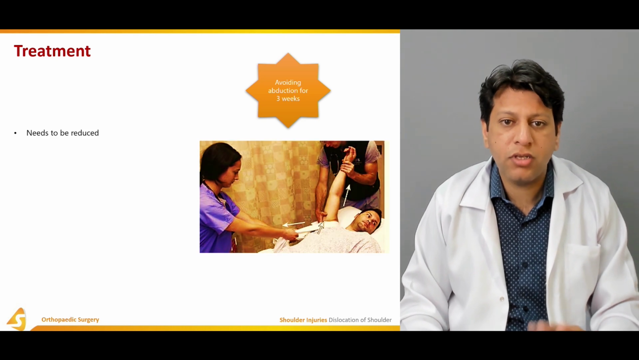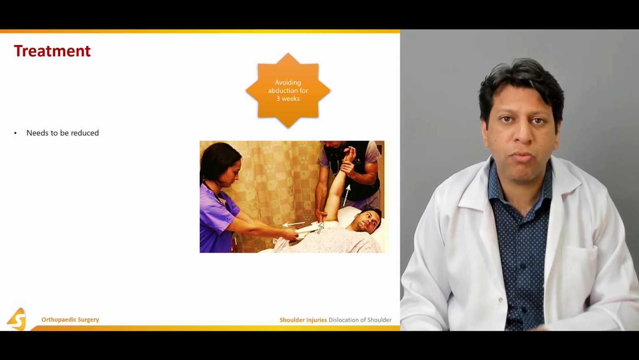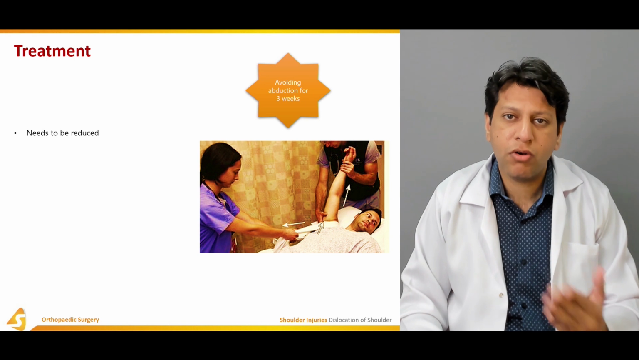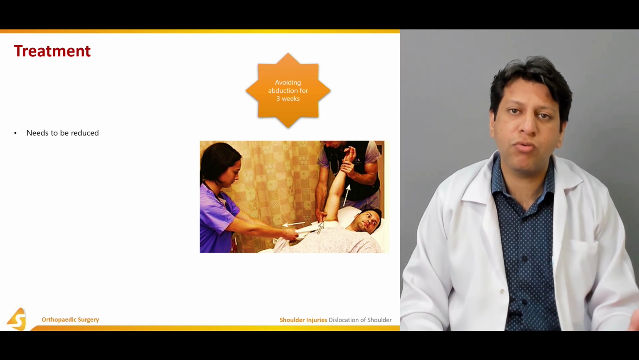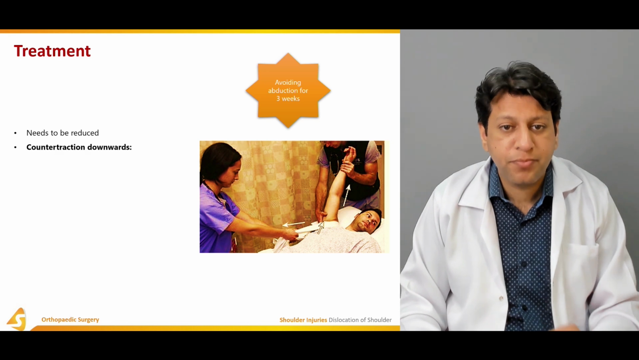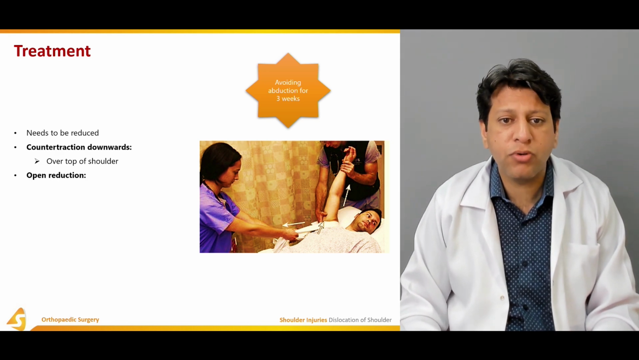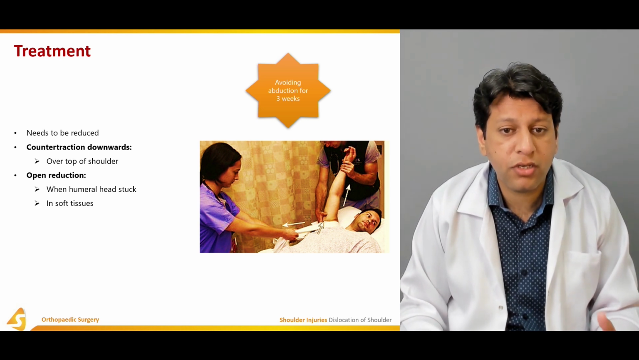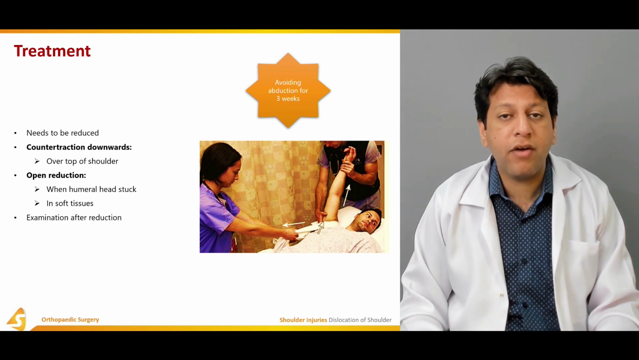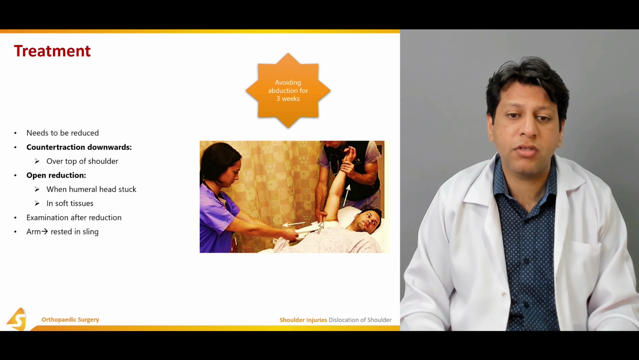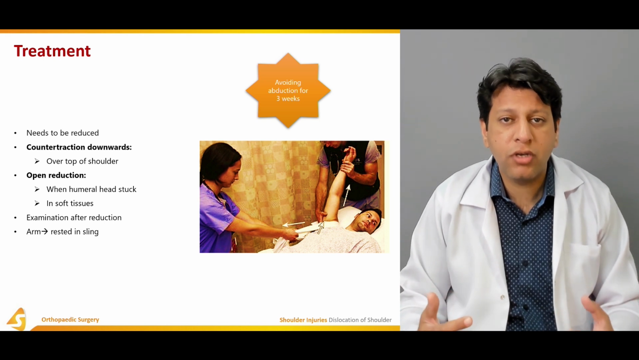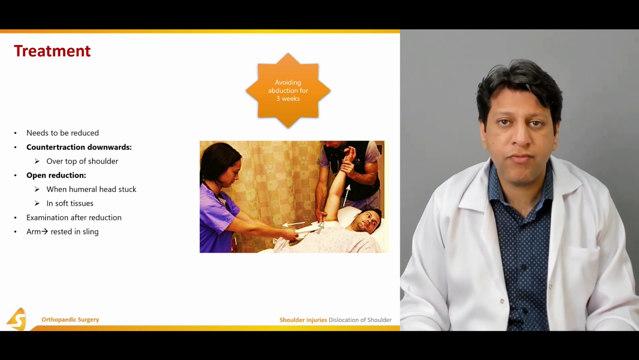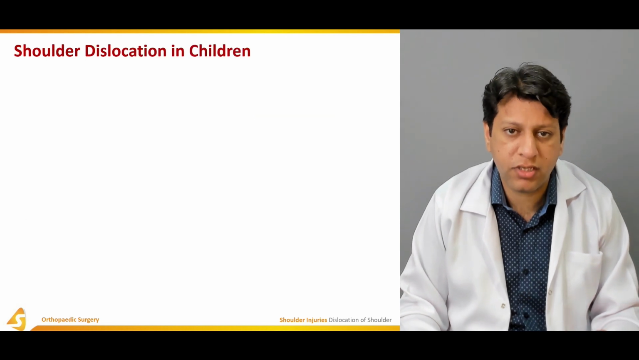So the treatment, first and foremost, whether it's inferior, posterior, or anterior: if it's a closed dislocation, we need to reduce it closed. If we cannot reduce it by closed maneuver, then we have to go for open reduction at times as well. Countertraction is the downward over-the-top shoulder technique as well. Then open reduction techniques are also available if we cannot completely reduce it by closed maneuvers. After the reduction, we have to examine the patient for neurovascular injury as well. Once we have closely reduced it, we can sling the arm for 2 to 3 weeks, and then we can start early range of motion at 3 to 4 weeks at times.